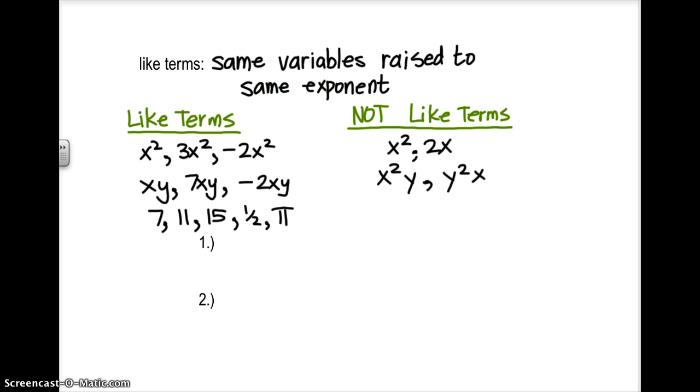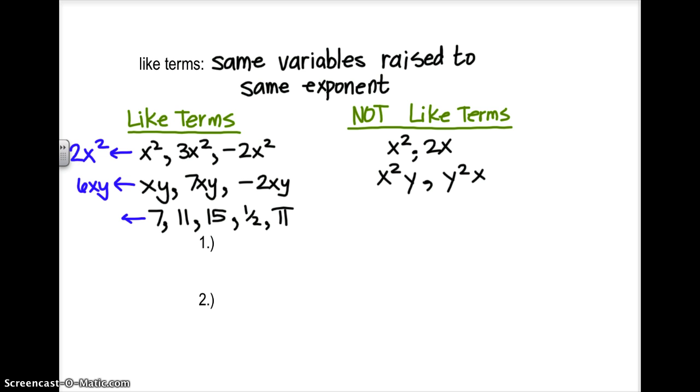Okay? What we can do is we can collect our like terms. We gather them all up. We put them all together. Up here, if we collect all of these like terms, we have a 1x squared with a 3x squared. That's 4x squared. Then we take away 2x squared. If we collect these, we get 2x squared. Down here, it'll be 6xy.